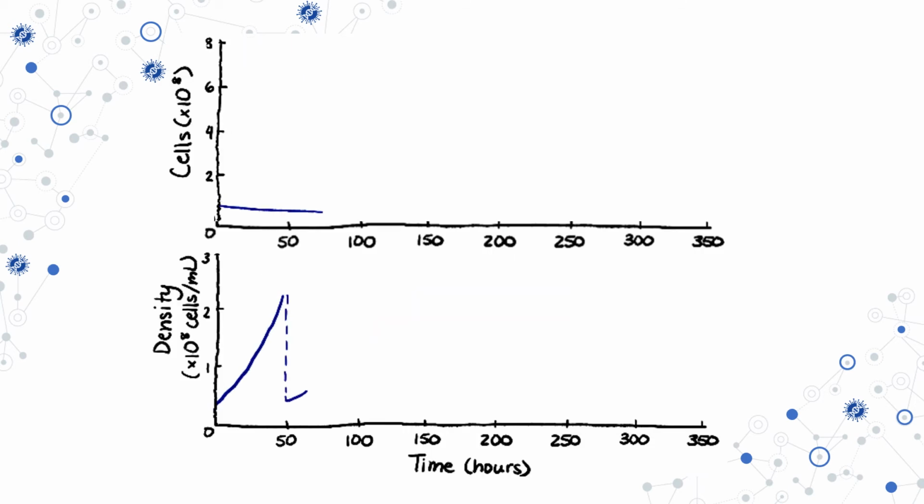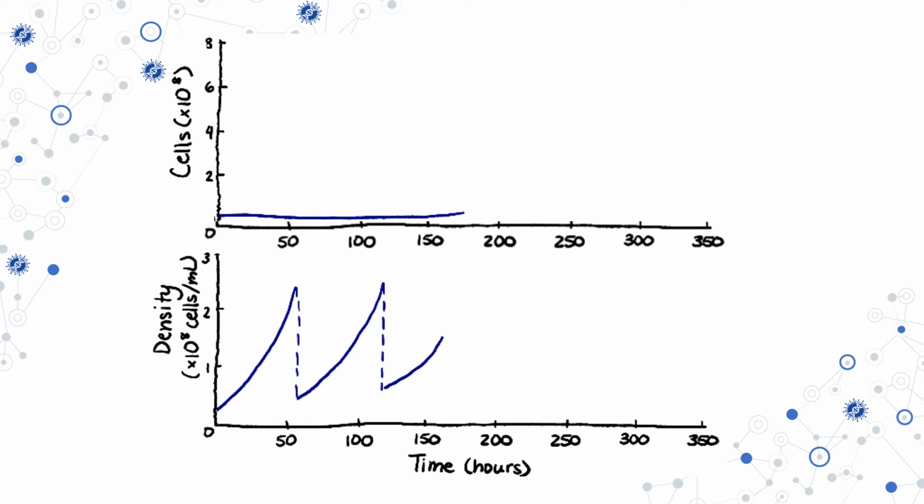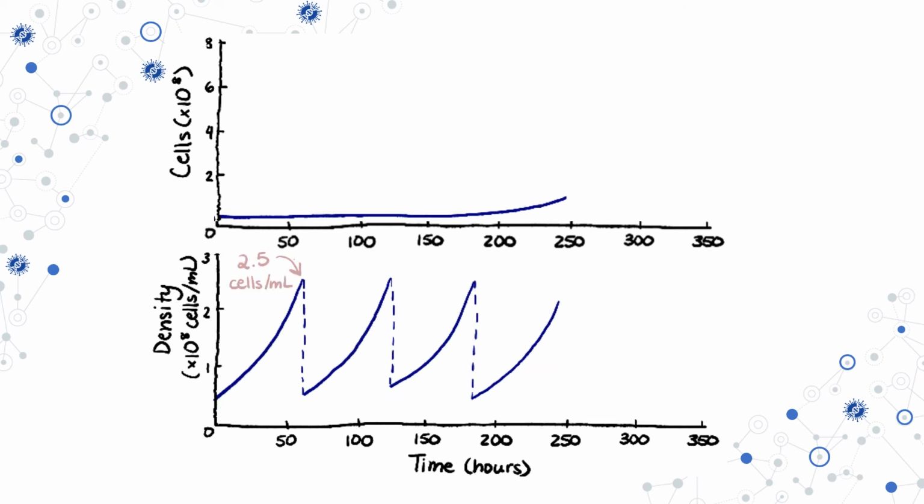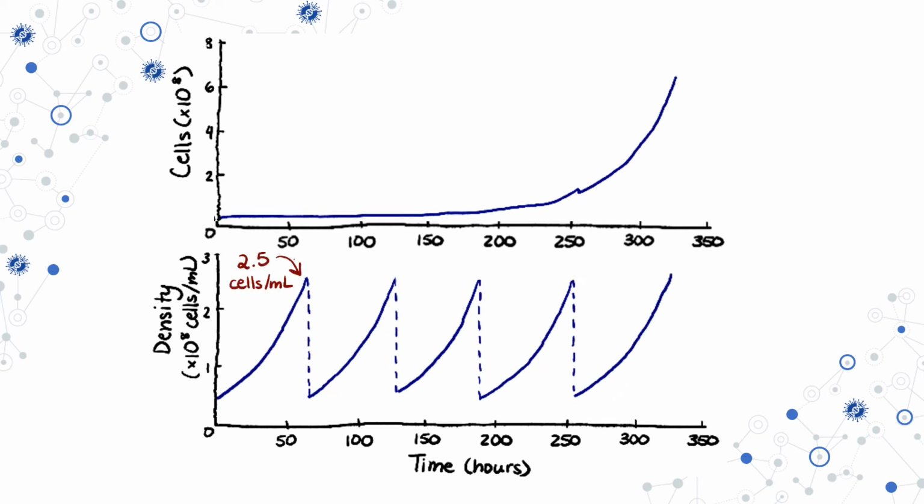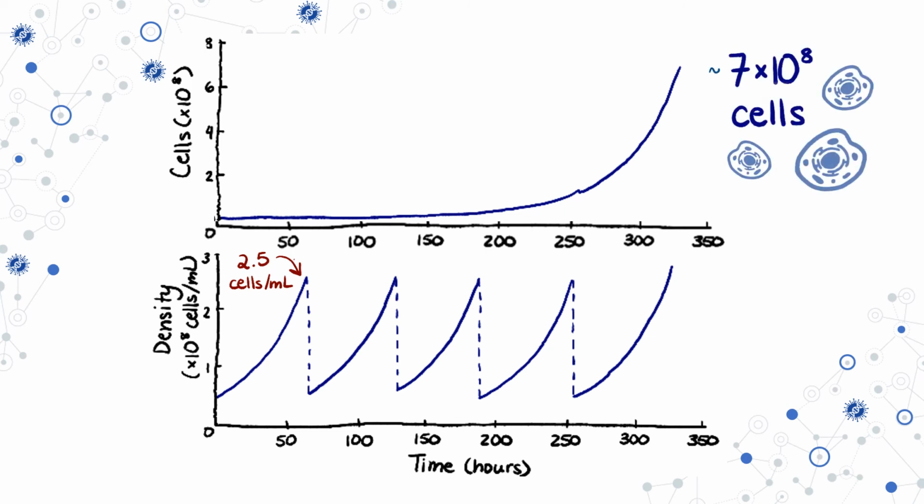Now that our cell growth model is defined, the whole seed train can be created. Once cells reach a certain density, they are passaged onto the next larger vessel, and this process is repeated until the target cell number is reached.